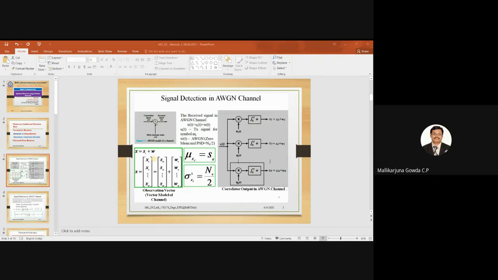Which is equal to x1 = si1 plus w1, and x2 = si2 plus w2, and so on up to xn = sin plus wn. So this is the correlator output in the additive white Gaussian channel. And already we found the mean of this output vector x, which is equal to sij. And the variance I said is N0 by 2. This is the fact I discussed in the previous two classes, right? Fine.